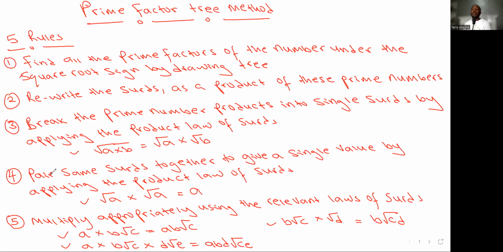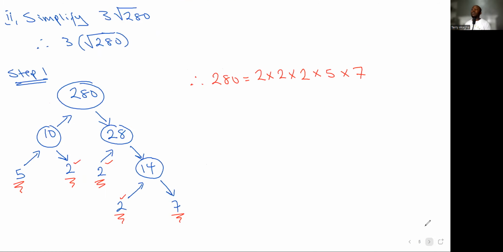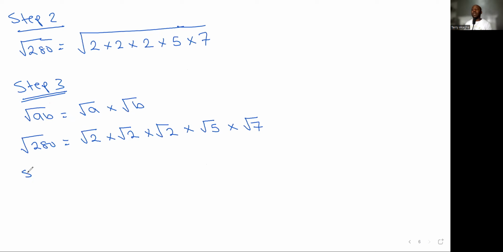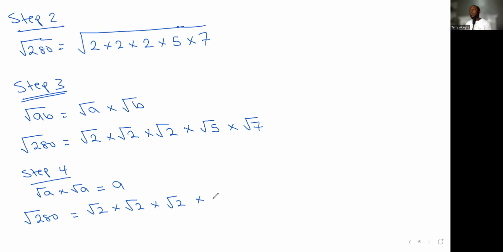So step 4 now said we should pair same surds together to give a single value by applying the product law of surds. Okay? So you can now pair the same surds together. So step 4, okay? We know that square root of A times square root of A is equal to what? A. So we're going to pair together now. So square root of 280 is equal to square root of 2 times square root of 2 times square root of 2 times square root of 5 times square root of what? 7. So let's pair them together.